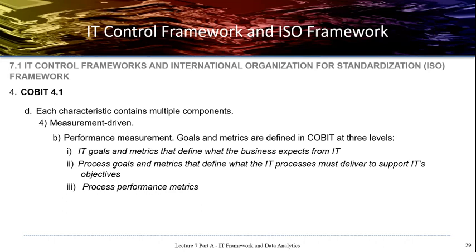Measurement driven. Goals and metrics are defined in COBIT at 3 levels. IT goals and metrics that define what the business expects from IT. IT has to be aligned with the business, and they should know what the business expects. The process goals and metrics that define what the IT process must deliver to support IT objectives. Process goals and metrics, and the process performance metrics. All this has to be measurement driven.